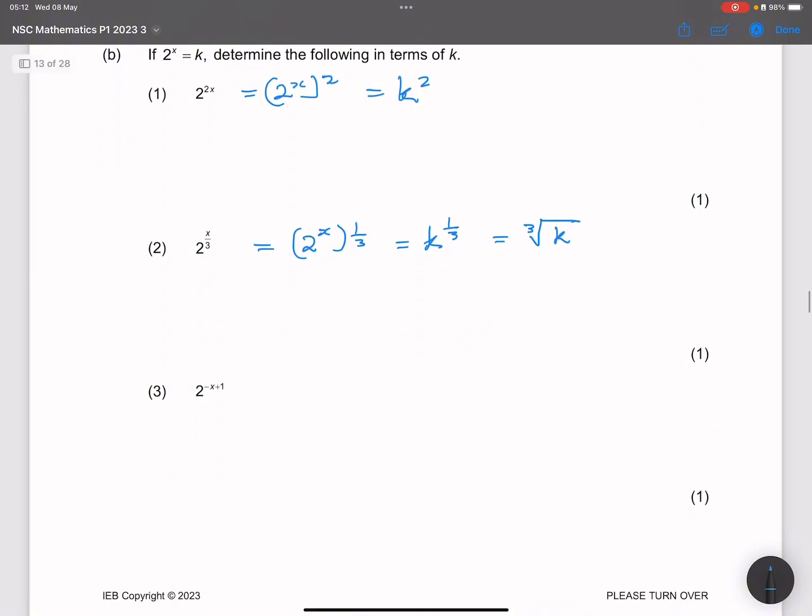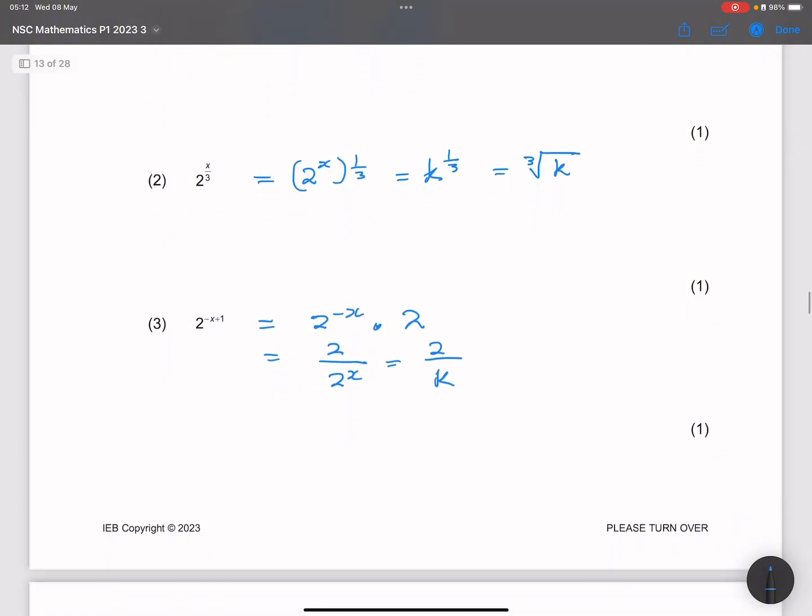And the next one, we've got 2 to the minus x plus 1. So 2 to the minus x, remember, guys, this is 2 to the minus x times 2 to the exponent 1. Remember, 2 to the minus x is the same as, in fact, let's write this as 2 over 2 exponent x. That's how it would look. So in this case, this would be 2 over k. So that is how we will write that.